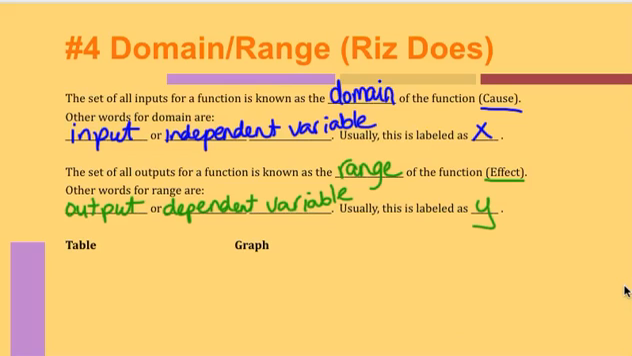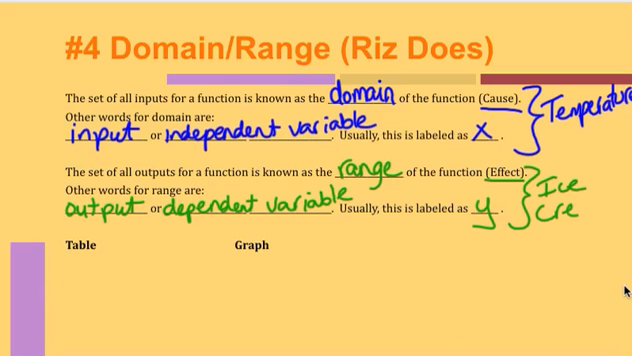Now, a situation that I like to give as an example is something like, as the temperature increases outside, the number of ice cream cones sold increases. So again, the cause in this situation would be the temperature, and then the effect in this situation would be the ice cream cones. So let's keep going with that example.